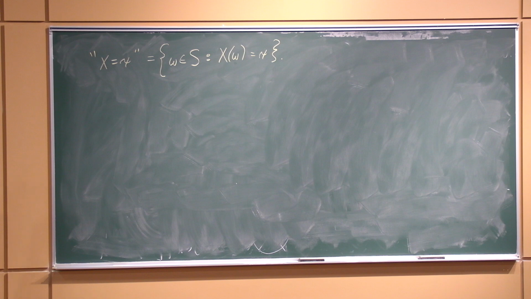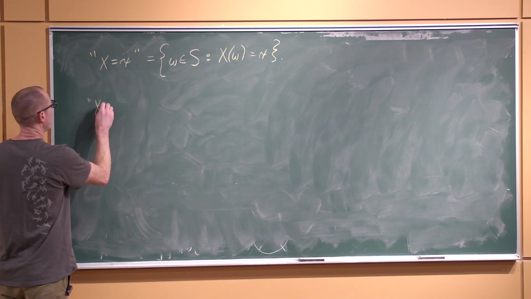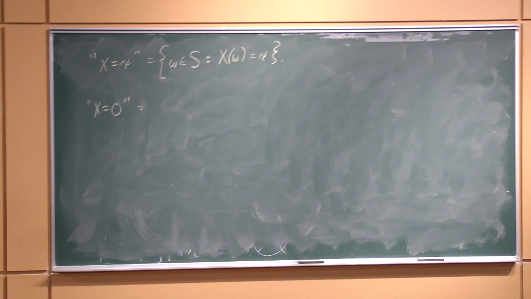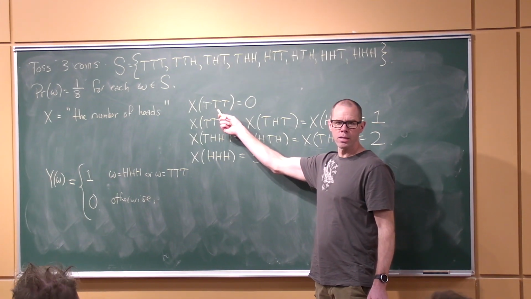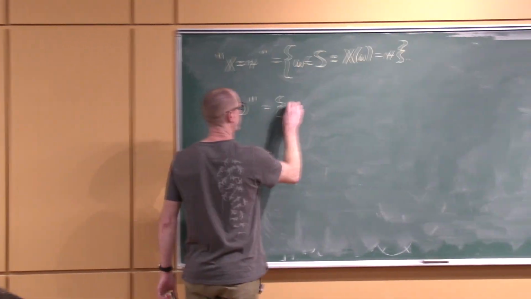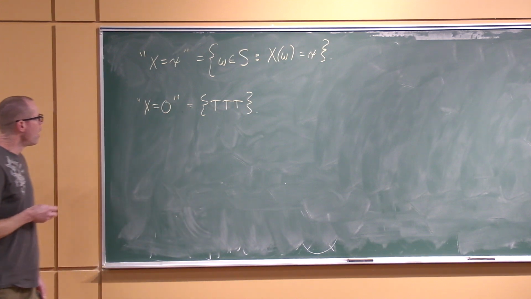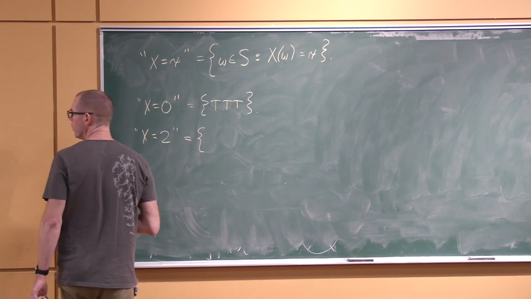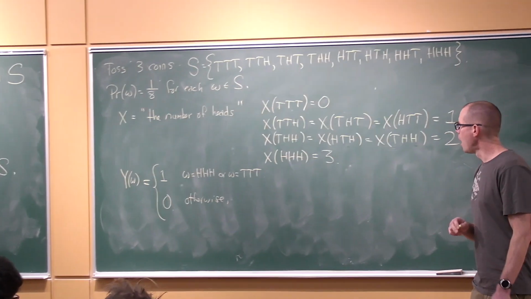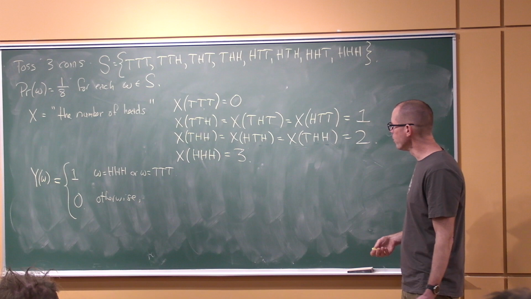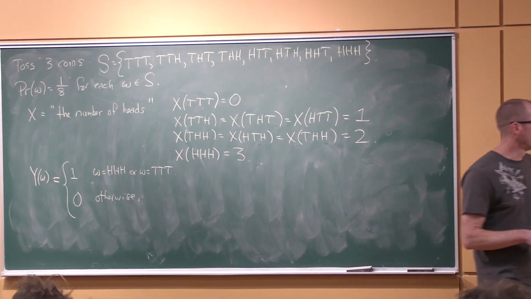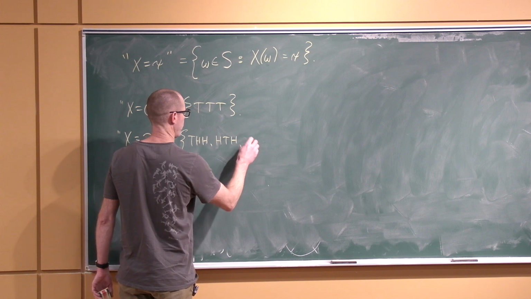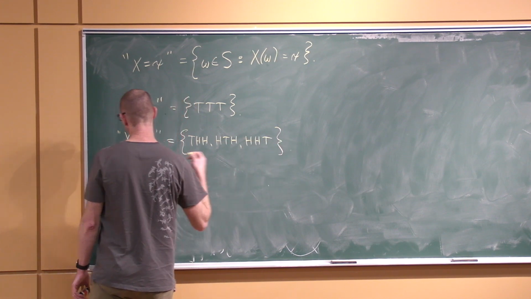So, for example, the event X equals 0 in this example, well, when does X equal 0? There's only one element in S that causes that to happen, so that's just this set. On the other hand, the event X equals 2, well, all of these three things evaluate to 2 when you apply X to them. So that set is this one. Okay.